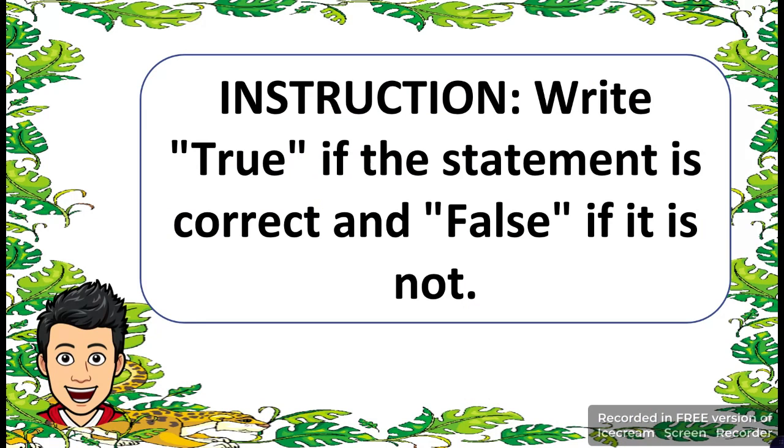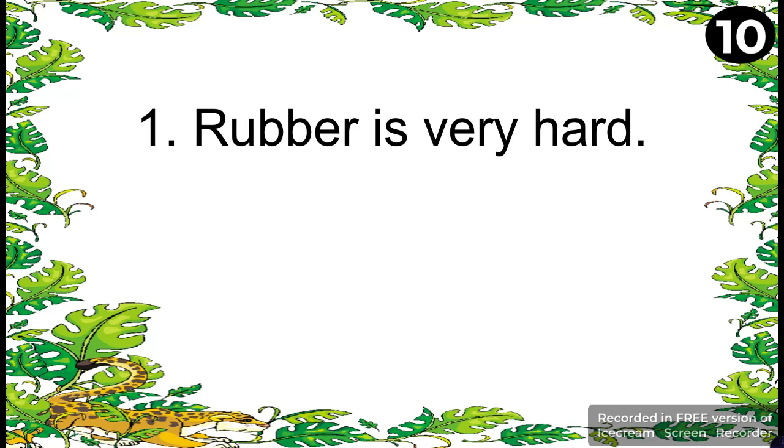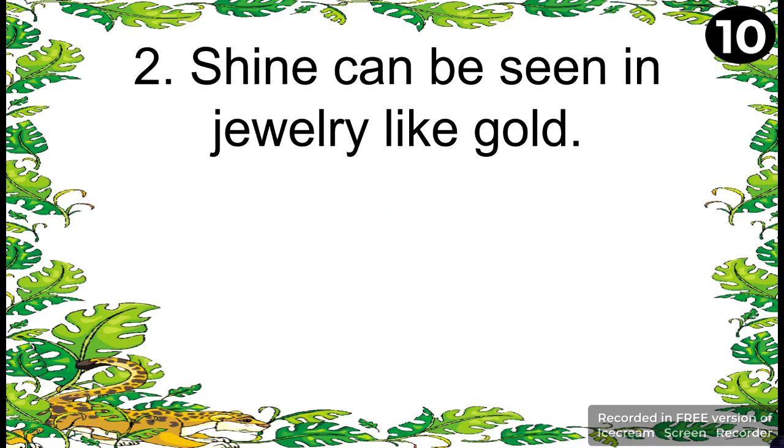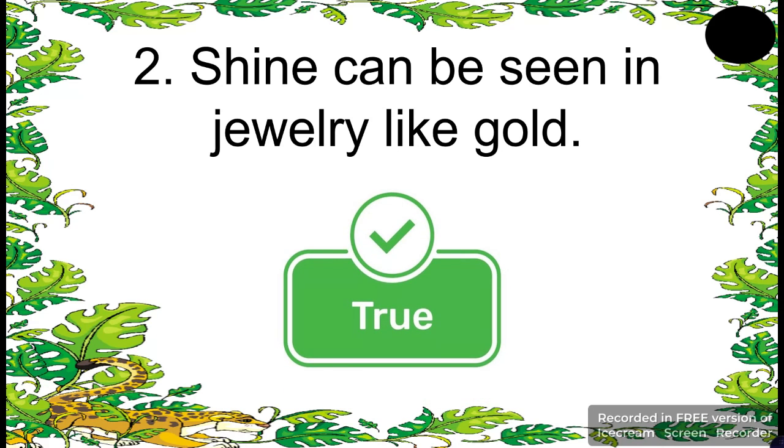Let's try this activity. First, instruction: write true if the statement is correct and false if it is not. Number 1. Rubber is very hard. The correct answer is false. Number 2. Shine can be seen in jewelry like gold. The correct answer is true.